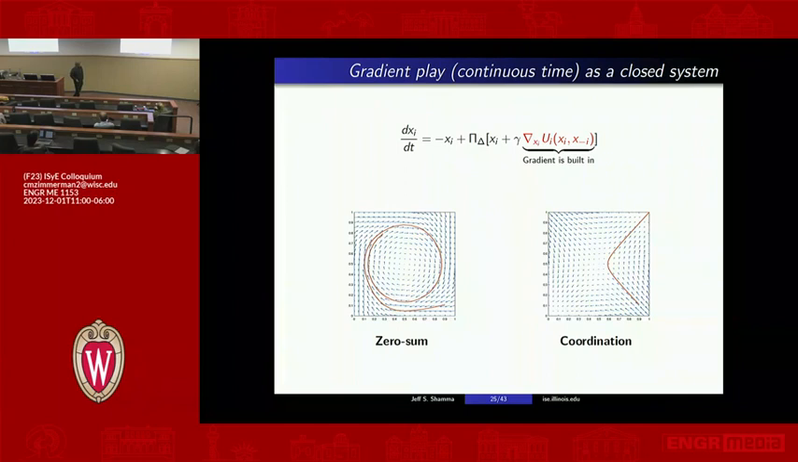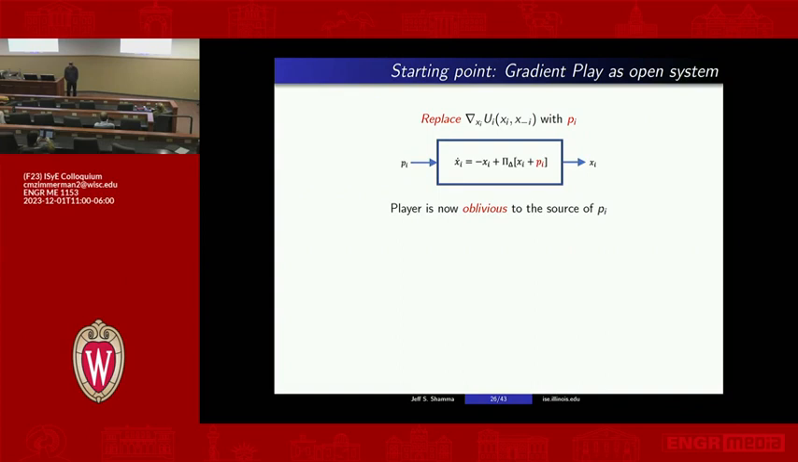A zero-sum game with a mixed equilibrium gradient play will just cycle. In a coordination game like the one I showed before, if you put gradient play on that, it's going to zip right by that mixed strategy equilibrium and go to one of the pure strategy equilibria. That's what happens in gradient play. This is gradient play as a closed system, but we're going to write it differently. We're going to write gradient play as an open system.